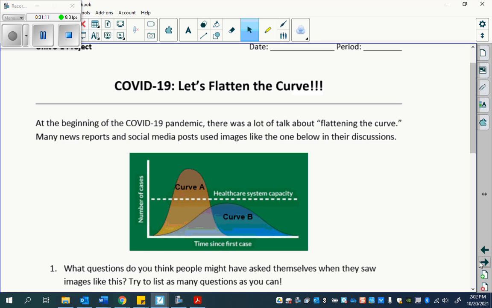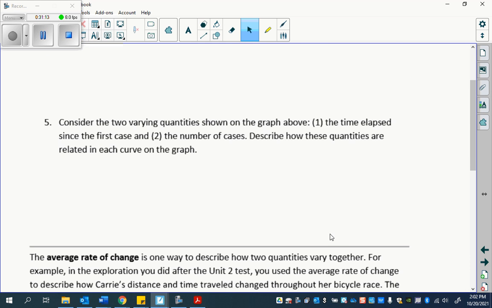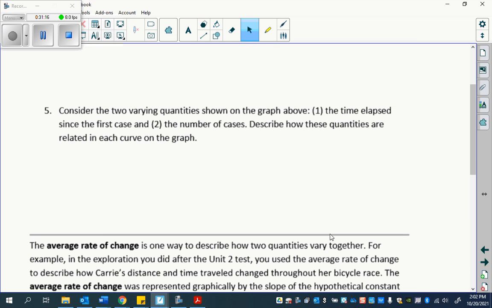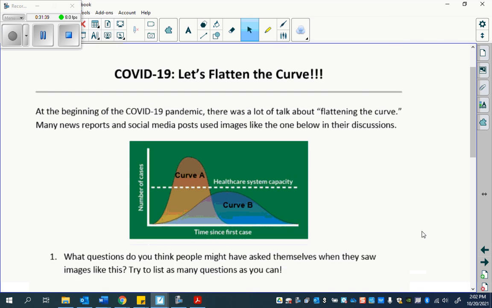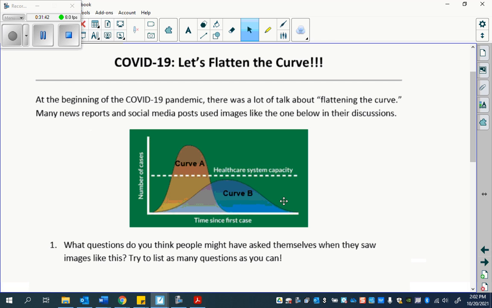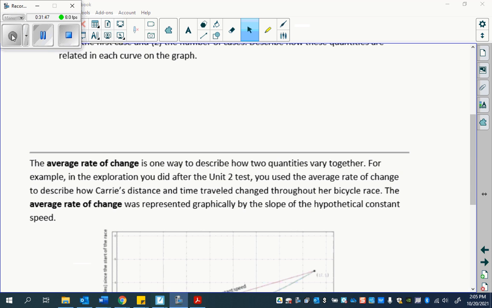Number 5 is asking you to go ahead and consider our two varying quantities, our time elapsed and our number of cases. Can you describe how these quantities are related to each other in the graph? And talk about the difference between curve A and curve B, and what needs to happen in order to get what we need as an end result. Take a minute and put your thoughts down of what's going on here.